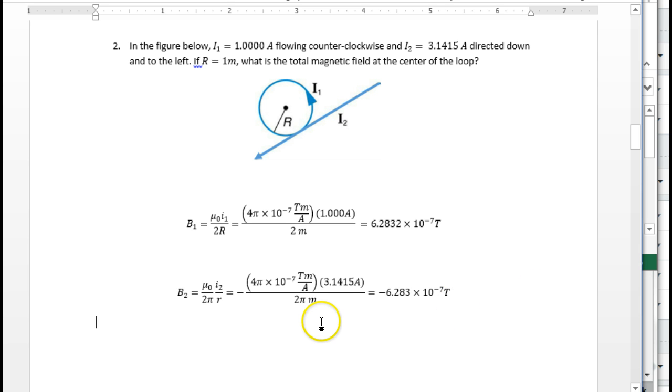And in fact, the total field then is the sum of these. And that is essentially 0 Tesla. We could put 0.0002 out there if we wanted, but that's really simply because I put the current at 3.1415 instead of making the current pi. So 0 Tesla is the total magnetic field at the center of that loop. And that's it for problem 2.